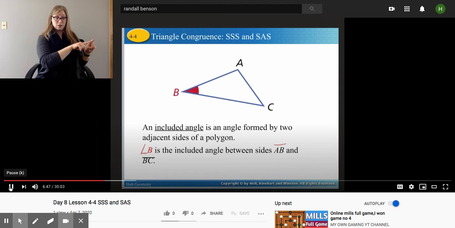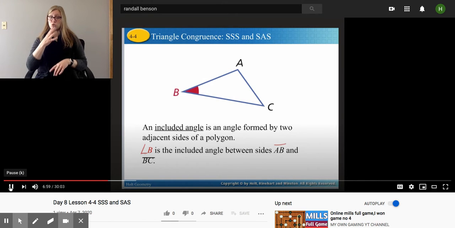Okay, so now we're going to talk about the idea of an included angle. An included angle is the angle formed by two adjacent sides in a polygon. So we're talking about triangles. So the included angle is the angle that's between the two sides you're talking about. So if I'm talking about angle B, it is the included angle for these two sides, side AB and side BC. So the included angle is the angle between them.